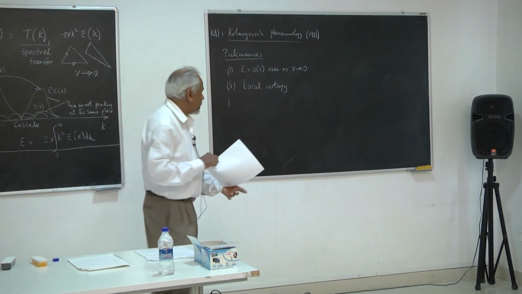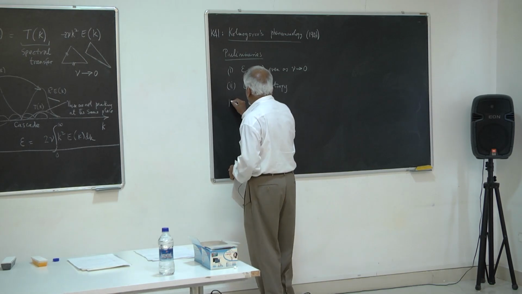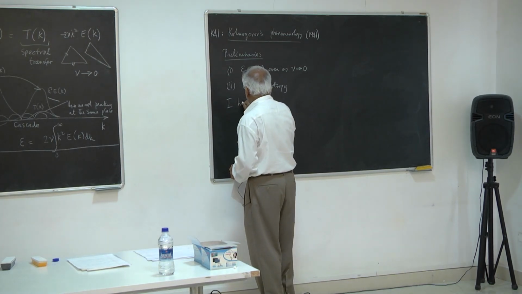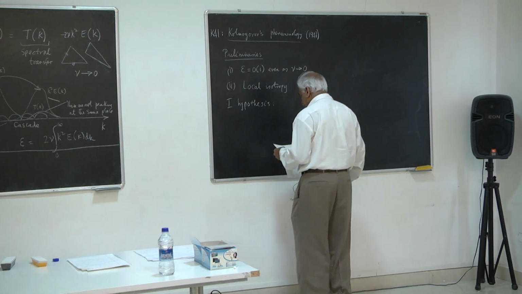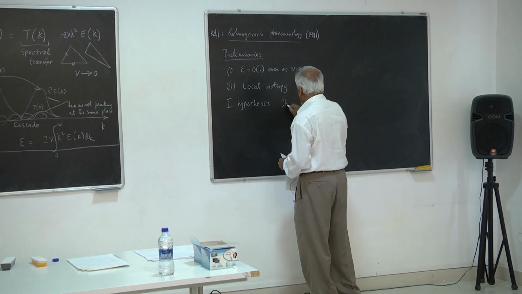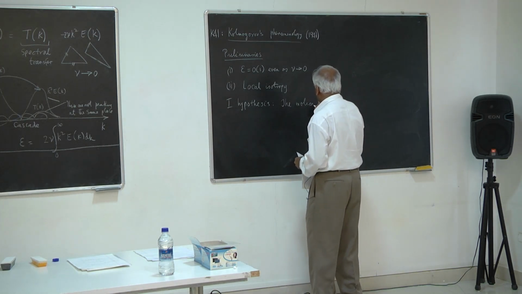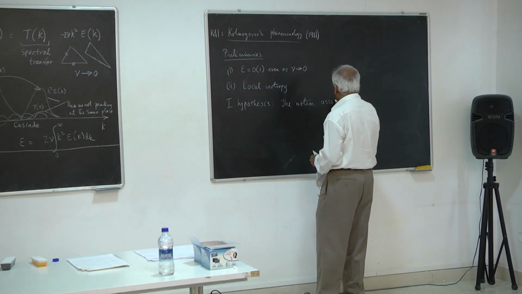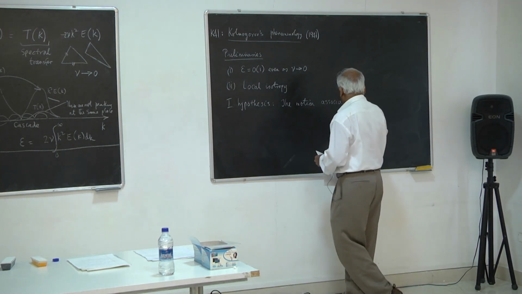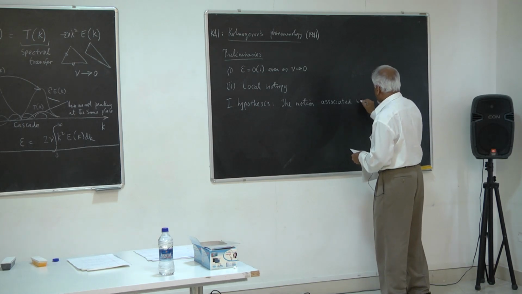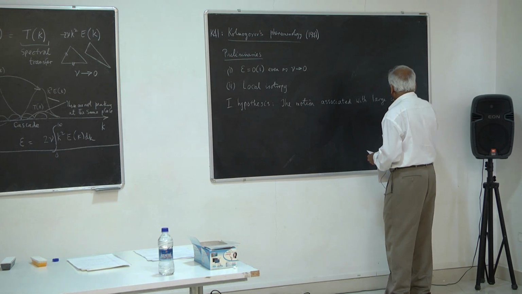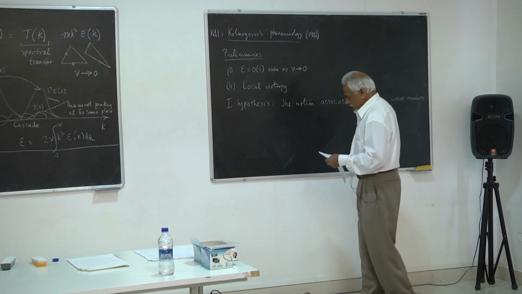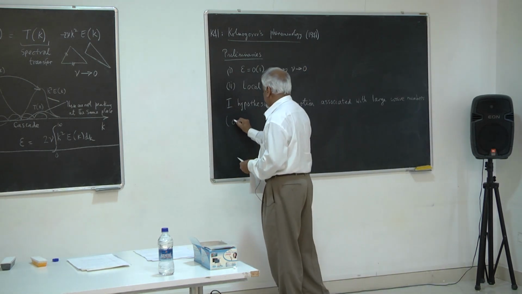So, the first hypothesis: the motion associated with large wave numbers. This is not how Kolmogorov stated it, but basically this is the same thing, are small scales.